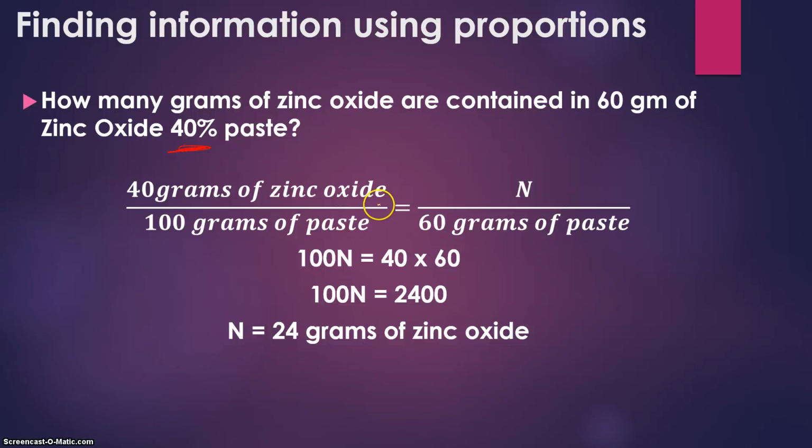So we cross multiply. 40 grams times 60 equals 2400. N times 100 equals 100N. And we divide by whatever number is with the letter. So we divide both sides by 100. And that gives us 24 grams of zinc oxide.